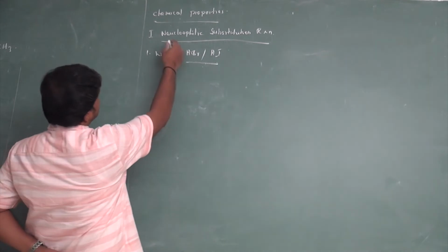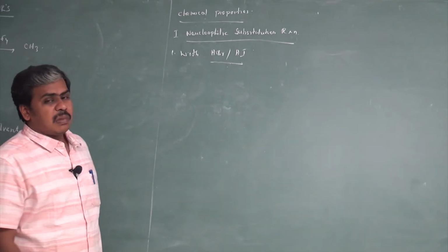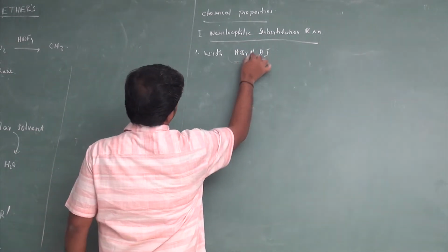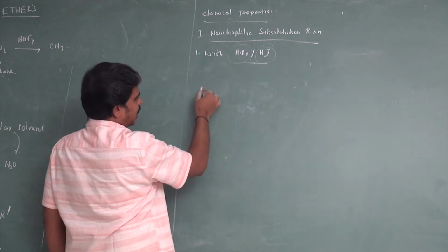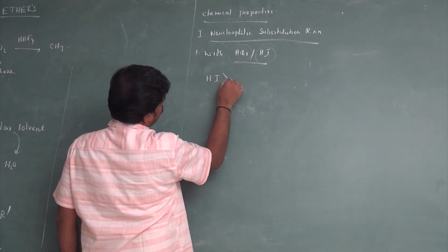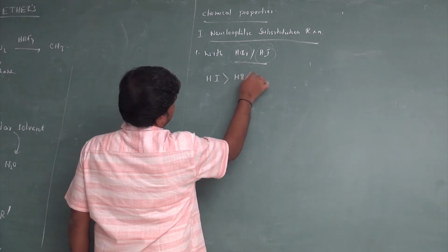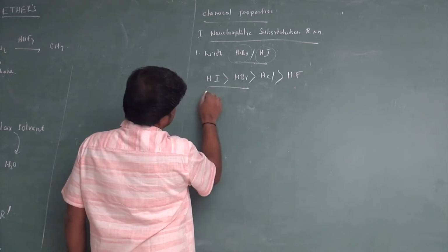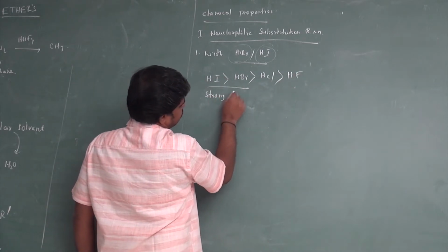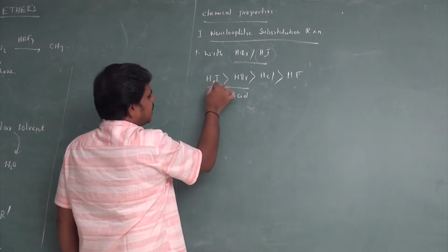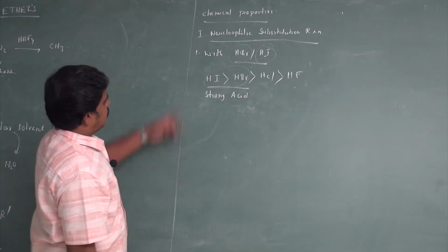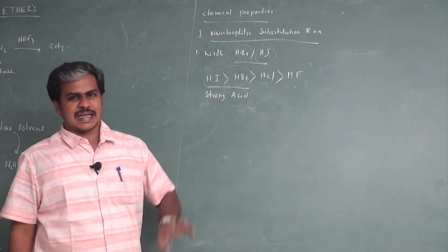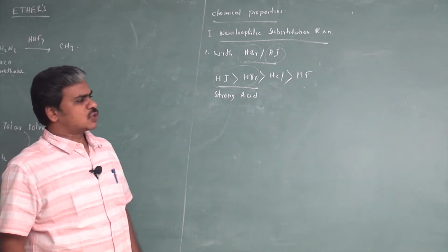Now, generally, ethers are chemically inert. So they react only with HBr or HI. Why? Because HI is the strongest acid, followed by HBr, HCl and HF. So these are all strong acids. So the inert ether is easily protonated by a strong acid.